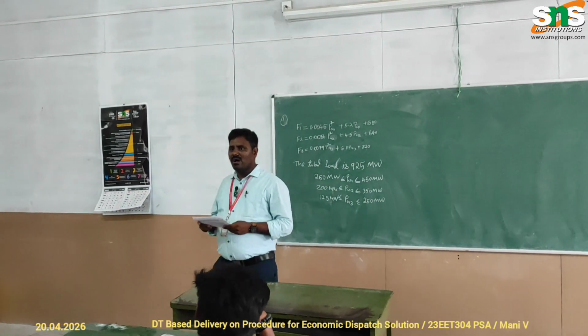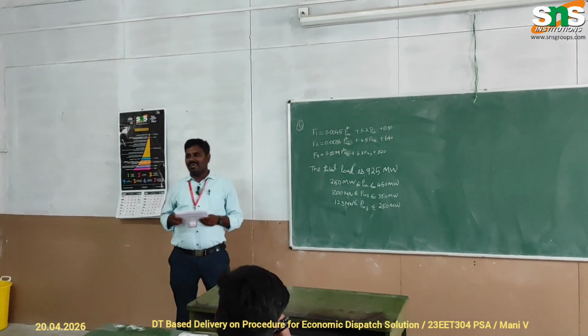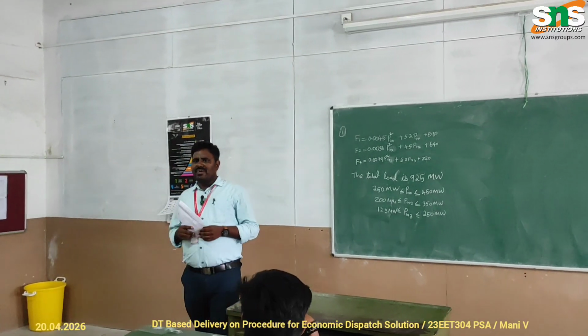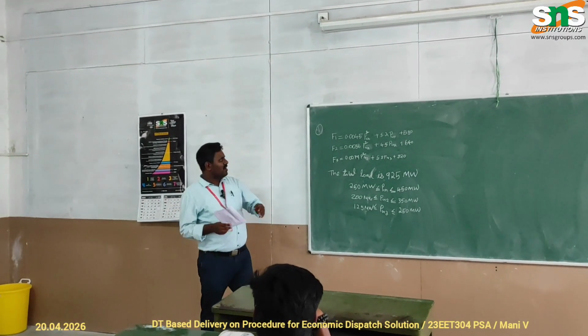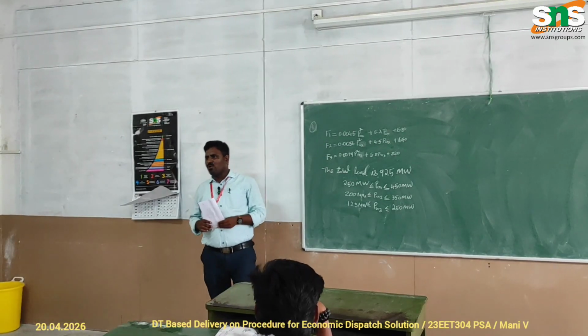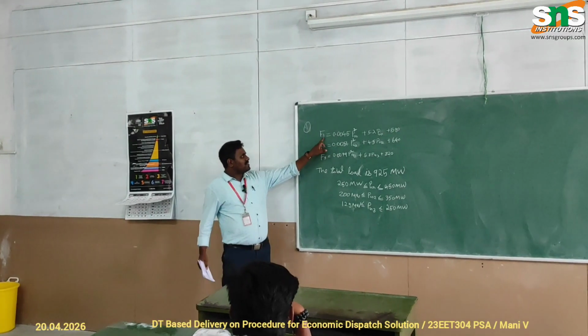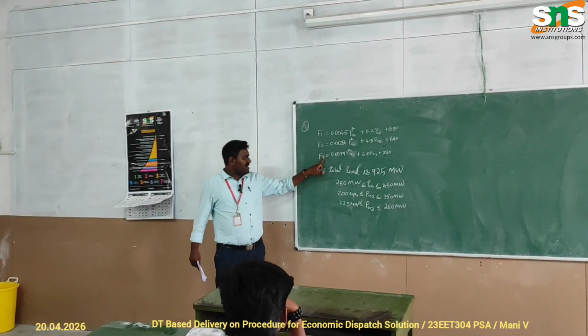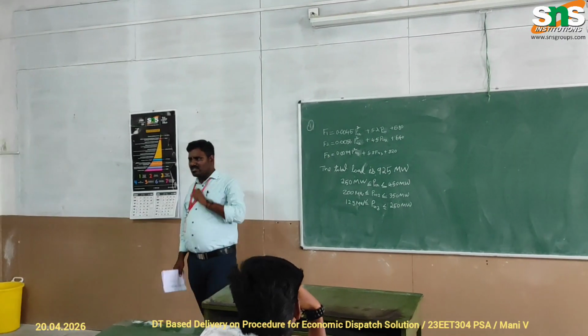Yeah, good afternoon. So this is the DT-based delivery on economic dispatch. Here there are three thermal power plants. For each thermal power plant, they are giving the fuel cost equations. This is the unit 1 fuel cost equation, unit 2 fuel cost equation and unit 3 fuel cost equation.